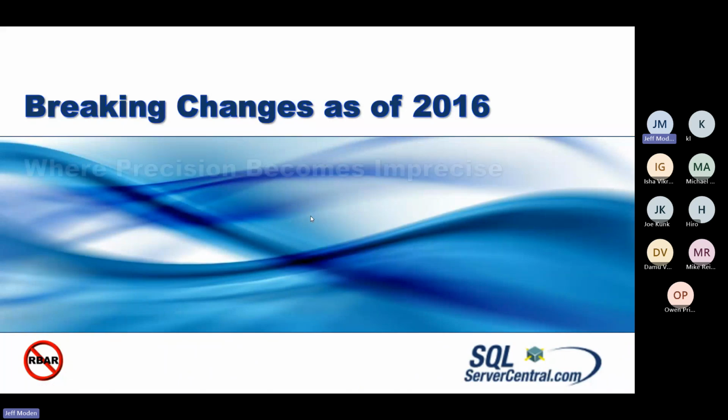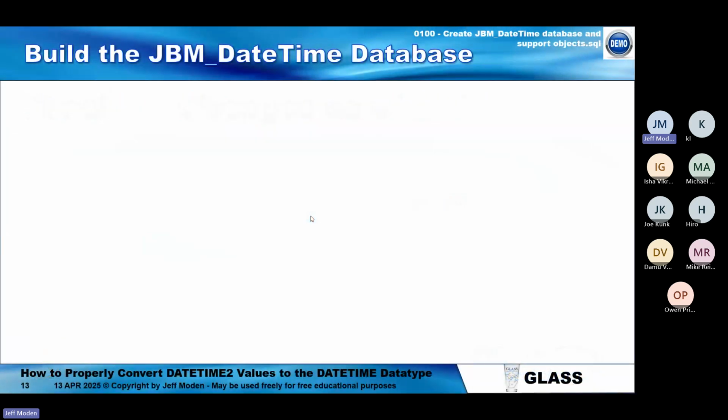So just to summarize some of the breaking changes of 2016, this is where precision becomes imprecise. And if you look up here in the upper right-hand corner, it says demo. If you see demo, in my normal presentations, it's either going to say demo, where I'll actually go to SQL Server and run a demo, or it might say code. But in either case, you can get the code from that file name in the zip file that I provide. This file name kind of wrapped a little bit, so it's kind of long. But yeah, it's there as a file name in the zip file that I'll provide.